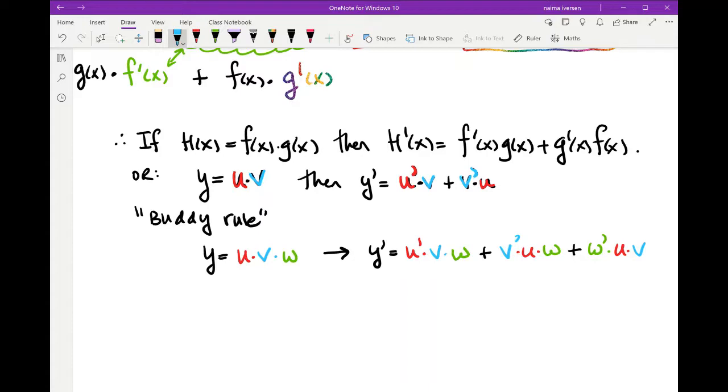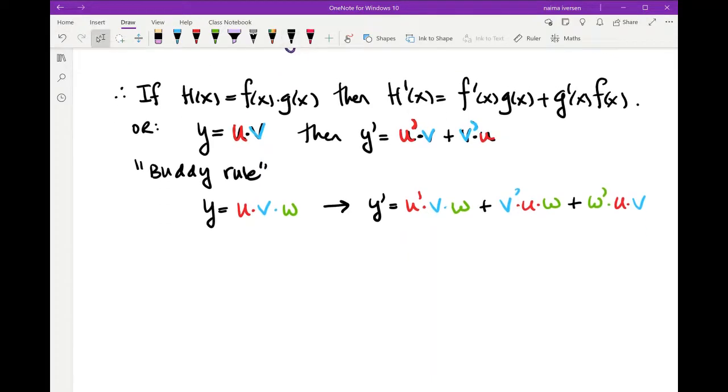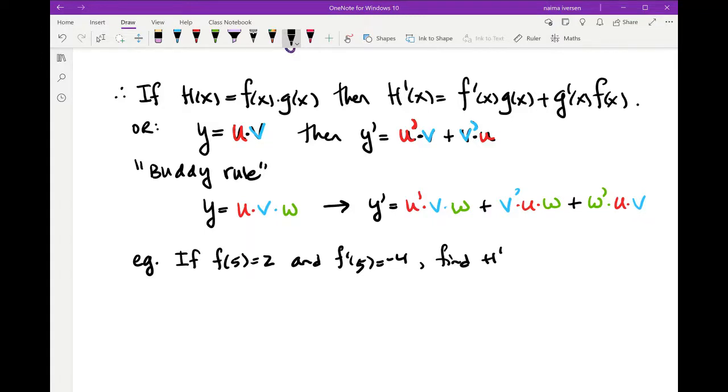So let me show you an example of how the product rule works. The product rule is really sort of useful for when we deal with function notation and we start dealing with special derivatives a little bit later on. But let's start with this one. I'm going to say f of 5 is equal to 2. And f prime of 5, I'm giving you these things, is equal to negative 4. Find h prime of 5 if h of x is equal to x cubed times f of x.